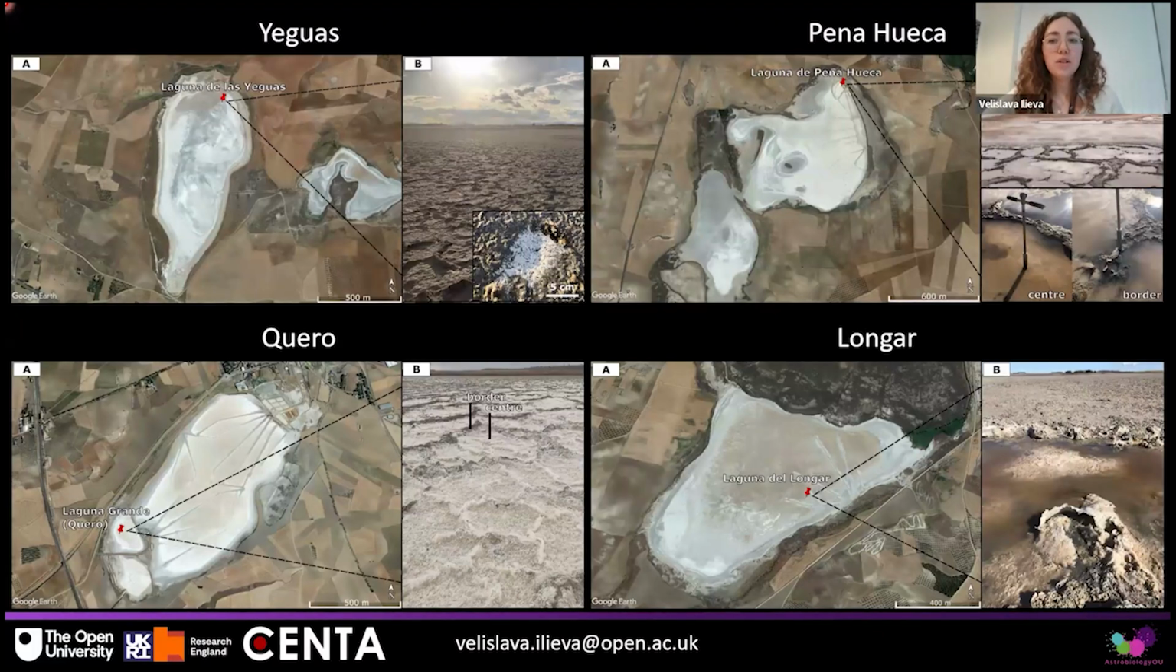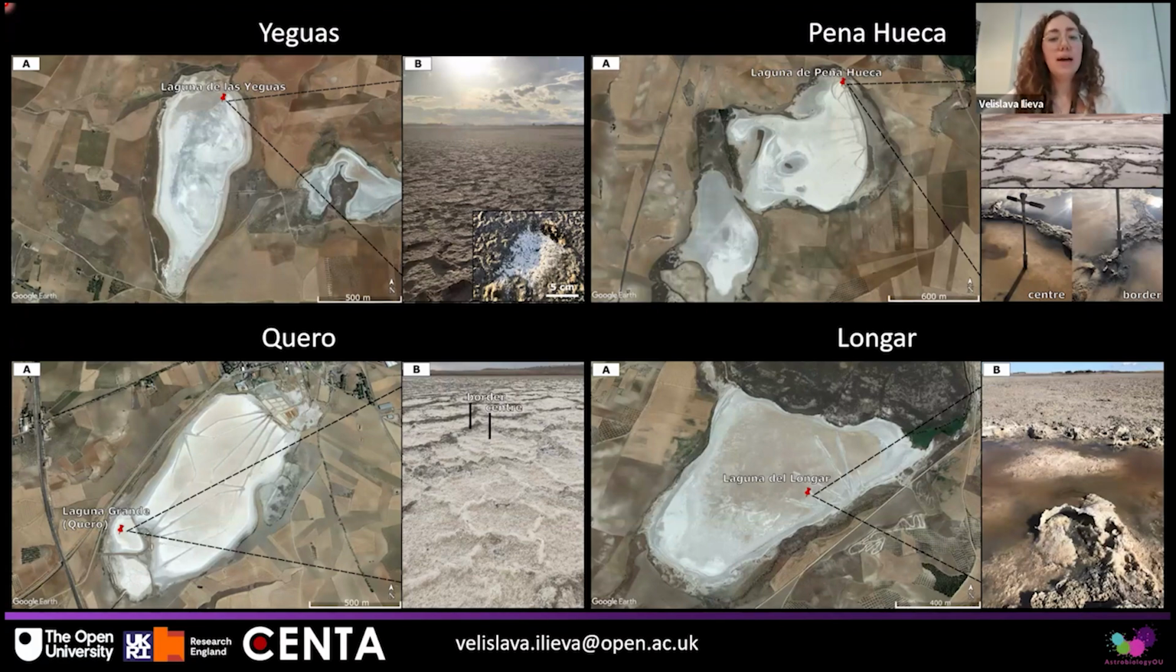Having a bit of a closer look at the 4 study sites, Yaguas, Penahueca, Quero, and Lungar, you can immediately see from the pictures that even though they are close to each other and they're in the same geological context, they are very different. Going first at Yaguas, we see that there are only small-scale deposits of salt on the surface of the lagoon compared to some of the other sites. At Penahueca, we saw these polygonal features that had salt deposits at the borders and sediment in the middle of the polygons, so we sampled both.